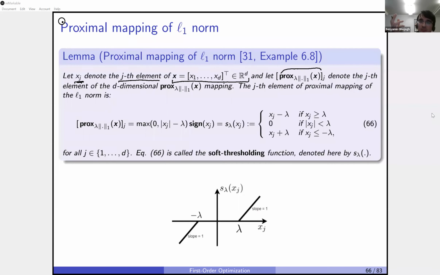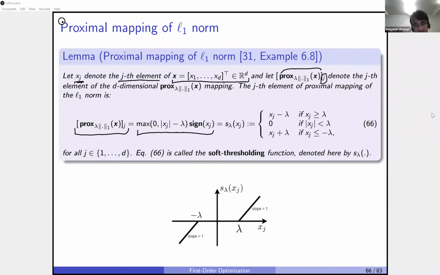Do you remember it was returning argmin, which was the u? And u has the same dimension as x. When x is d-dimensional, the proximal mapping is also d-dimensional. And we can denote its jth element by this, the proximal mapping's jth element. I denote it here in this way. Now the jth element of the proximal mapping of the L1 norm is this.